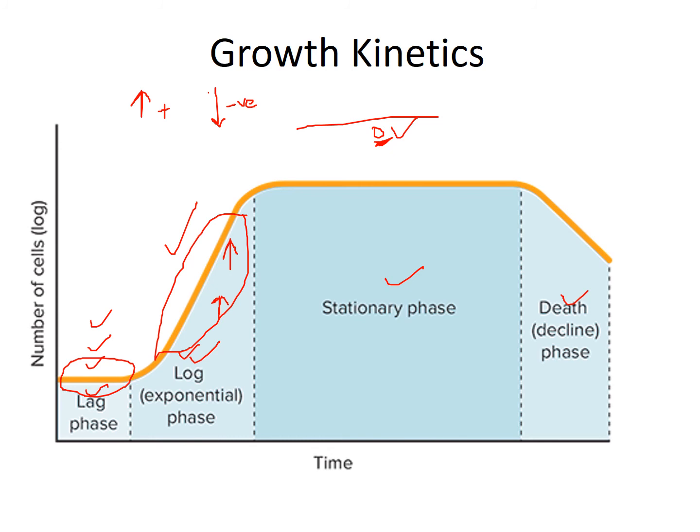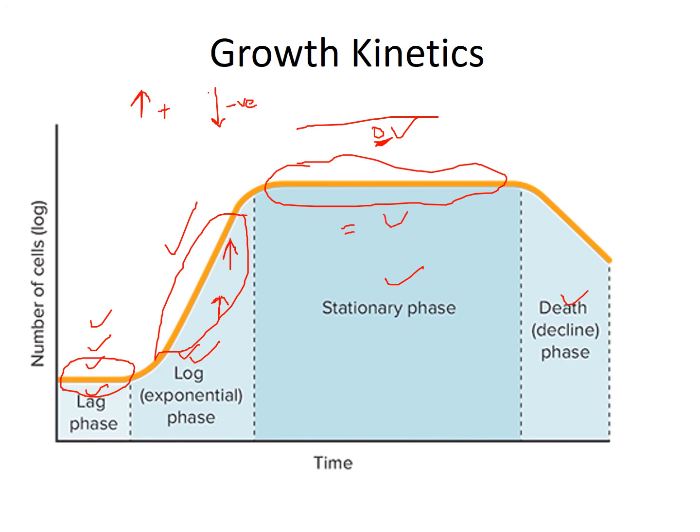The next one is the stationary phase. At this phase, the formation of new cells is equal to the death of the old cells, so the growth rate becomes 0. Because of that, you can see the straight line here. The newly forming cells are equal to the old dying cells, so the cell growth rate is constant, that is 0, and it forms a straight line in the growth curve.